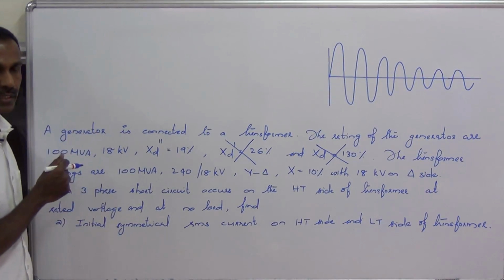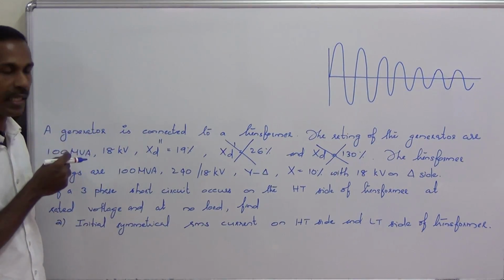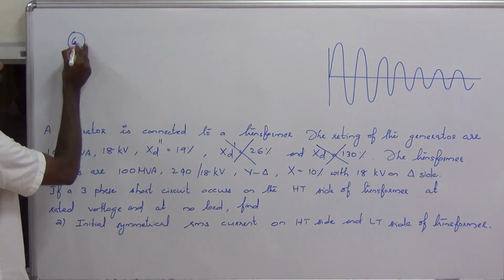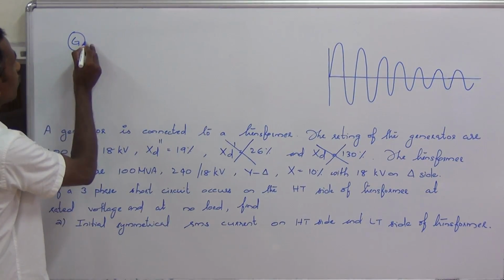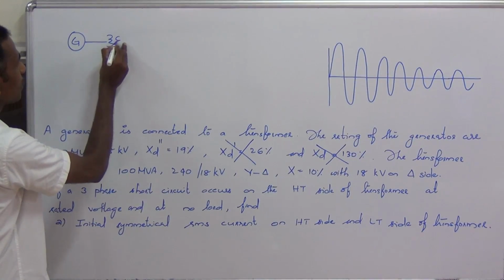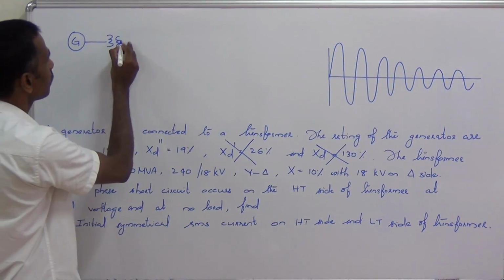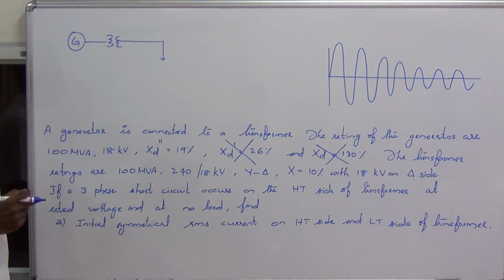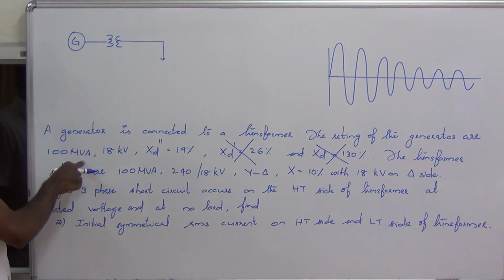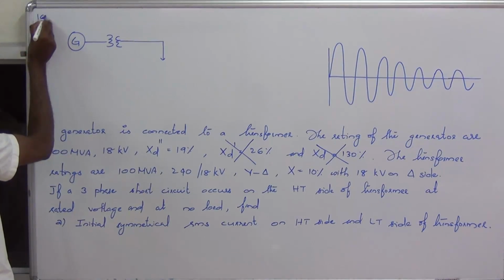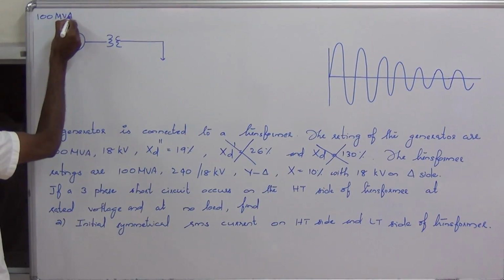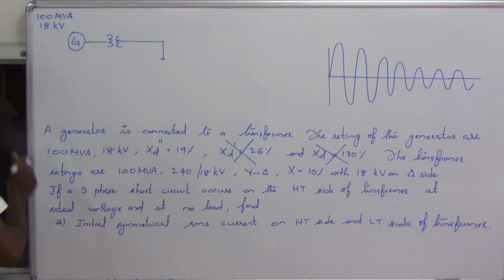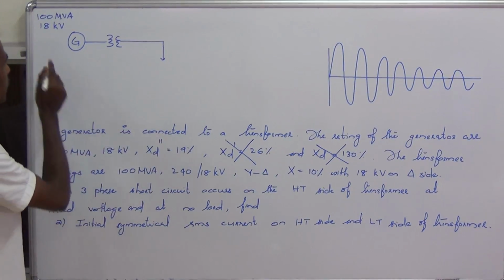Let me draw the reactance diagram. Let me draw the single line diagram of this power system. We have a generator and a transformer. The fault occurs on the high tension side of the transformer. The rating of the generator is 100 MVA, 18 kilovolt. The reactance is 19%.